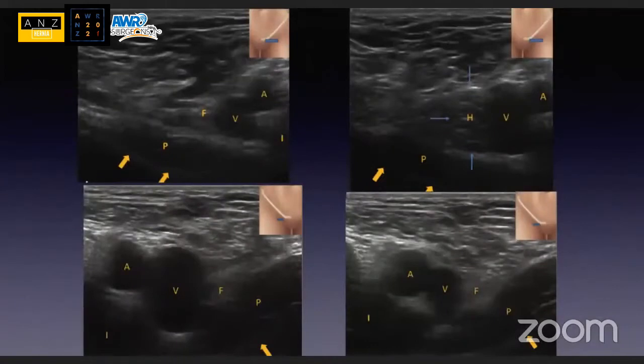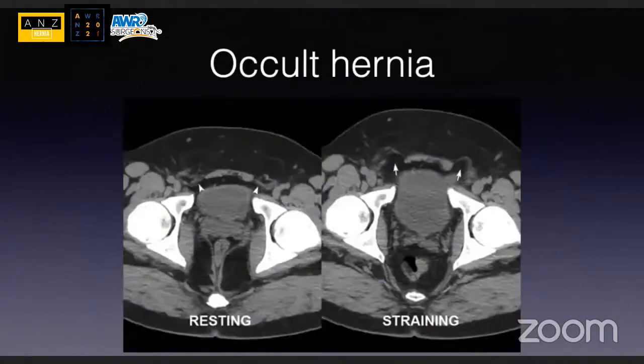Femoral hernias are well seen on ultrasound, predictably. Here is the femoral artery, the vein, and this is the femoral canal, and you can see that on a Valsalva there is some fat coming out in an abnormal patient as opposed to a normal patient, where you cannot see a hernia.